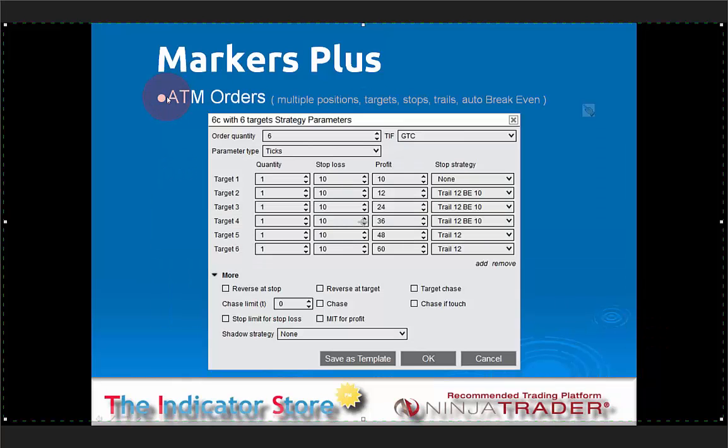Markers Plus integrates fully with NinjaTrader ATM strategies, so you can have trailing stops of any kind you can imagine. You can have break even, auto break evens, all the different things you can think of. You can take advantage of with Markers Plus as it integrates seamlessly with Ninja ATMs.